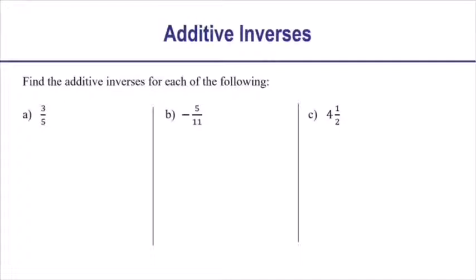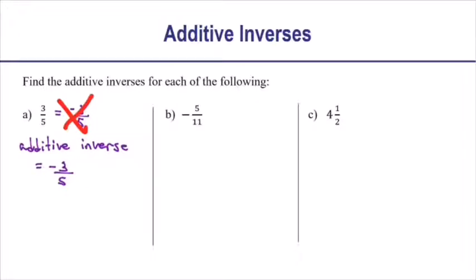Okay, let's find the additive inverses for the following numbers. So in part A we have 3/5. Well, the additive inverse is just a fancy way of saying the opposite. So the additive inverse of 3/5 is going to be negative 3/5. Now notice that the negative, again, goes either in the top or in the front of the fraction. It never goes in the denominator. And notice that I'm not just going to say 3/5 equals negative 3/5, because that would be absolutely wrong. We can't put an equal sign in between two numbers that are not equal.